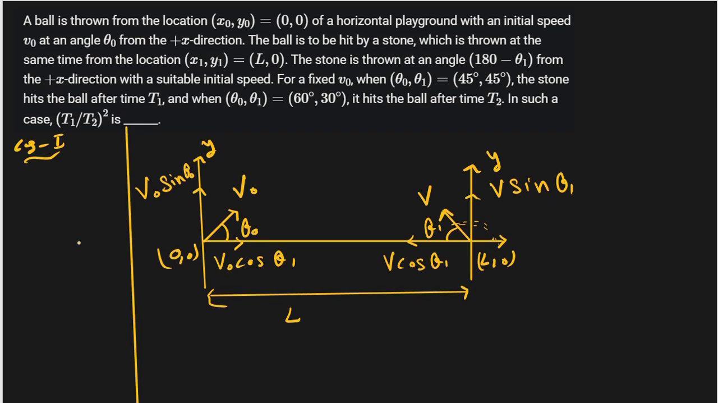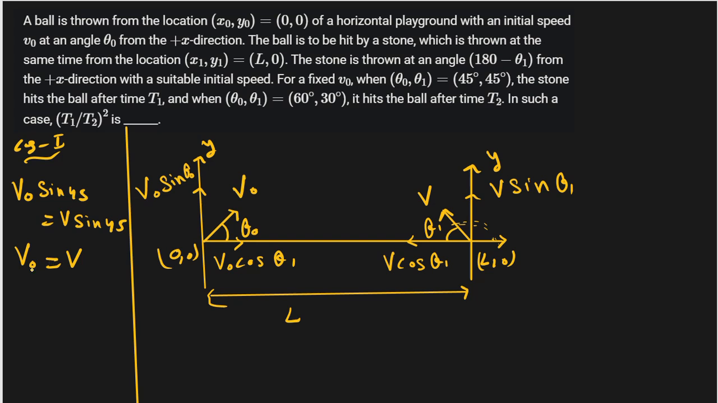The initial y velocity of this particle is v naught sine theta naught. They have given in case 1 that theta naught and theta 1 are both 45 degrees. So v naught sine 45 is equal to v sine 45. So from this we can say v naught will be equal to v. Now along the x direction, as I told you, if we want these two particles to collide, their x coordinate and y coordinate both should be the same at the same time.